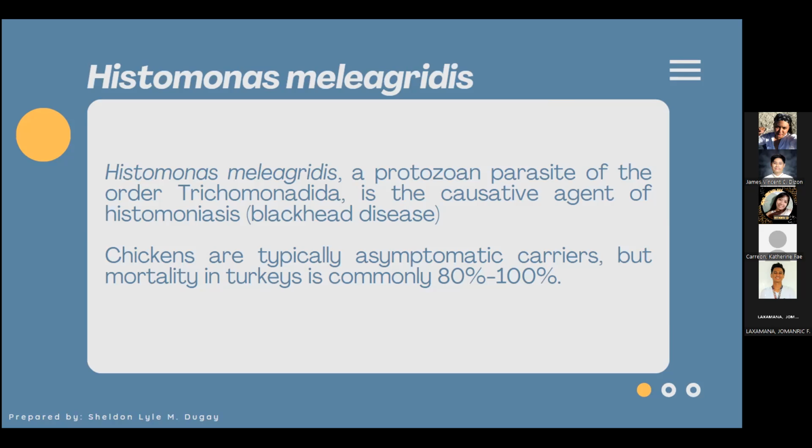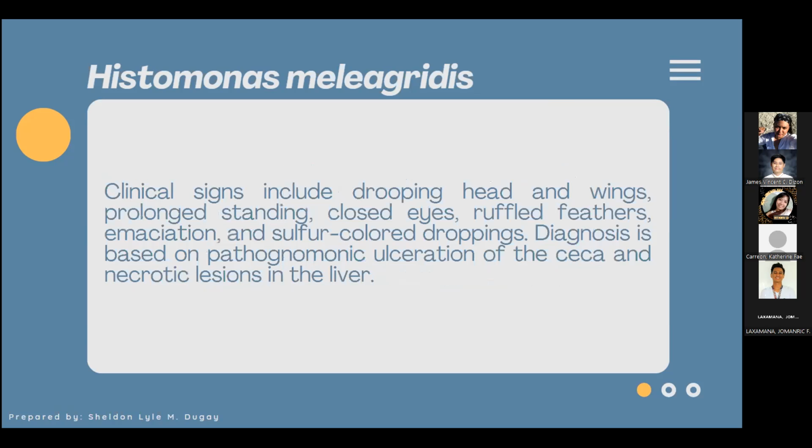Chickens are typically asymptomatic carriers, but mortality in turkeys is commonly 80% to 100%. Then clinical signs include drooping of heads and wings, prolonged standing, closed eyes, ruffled feathers, emaciation, and sulfur-colored droppings. So, diagnosis is also based on pathognomonic ulceration of the ceca and necrotic lesions in the liver.